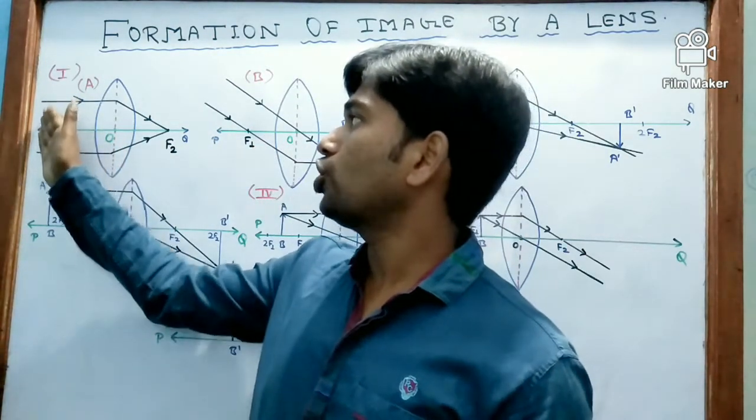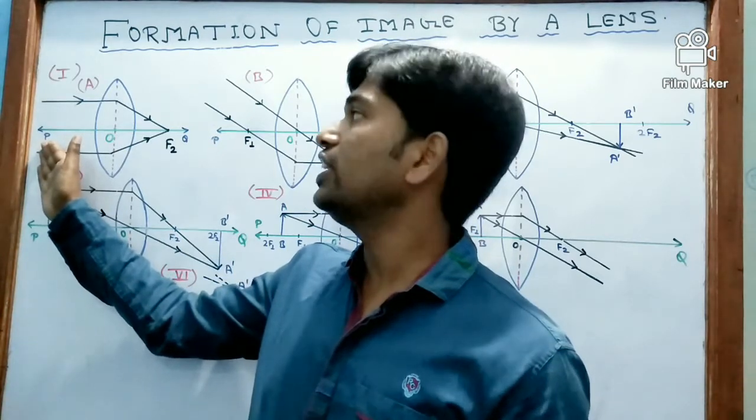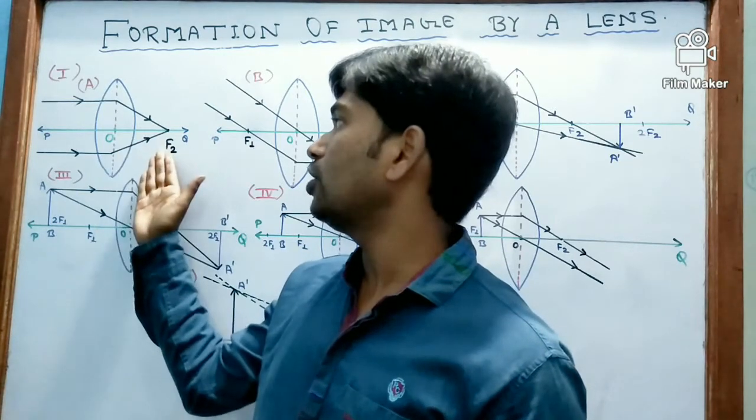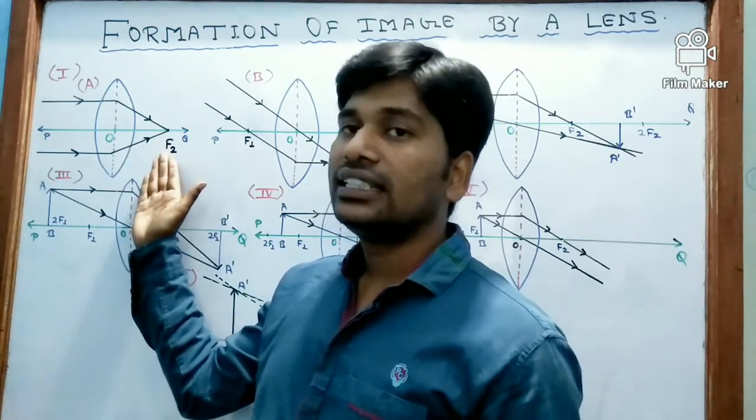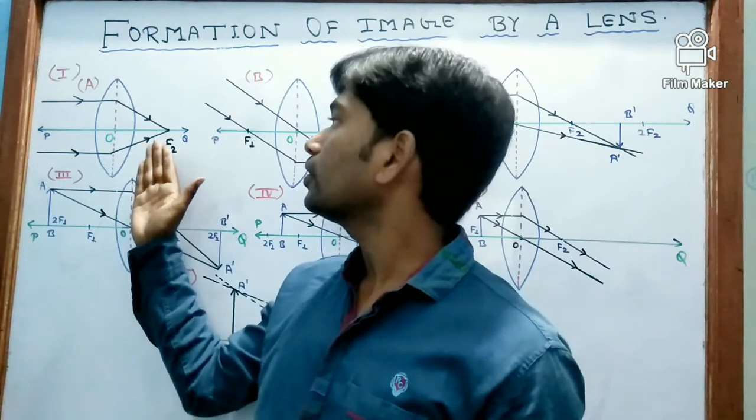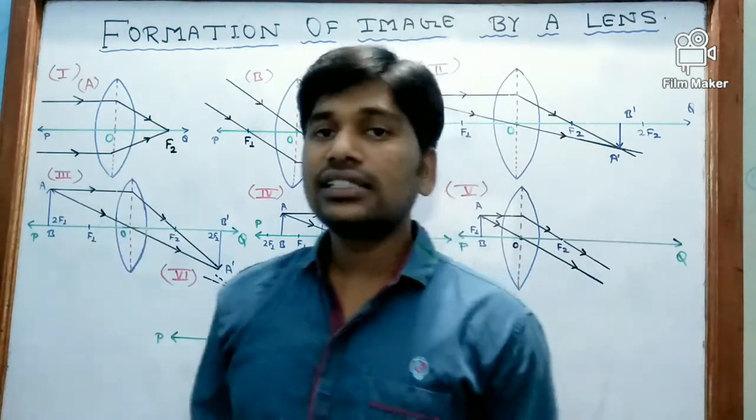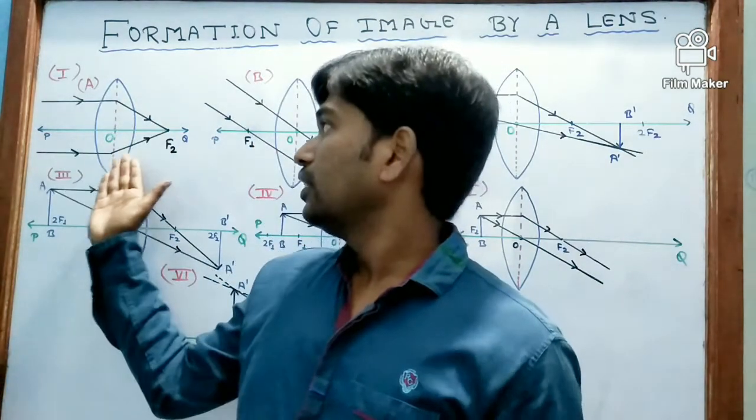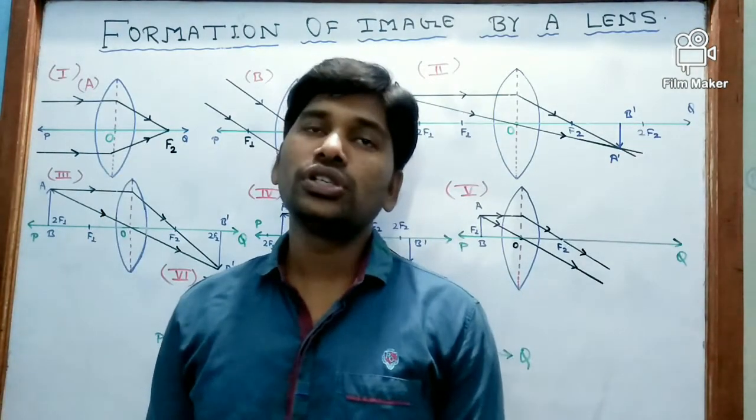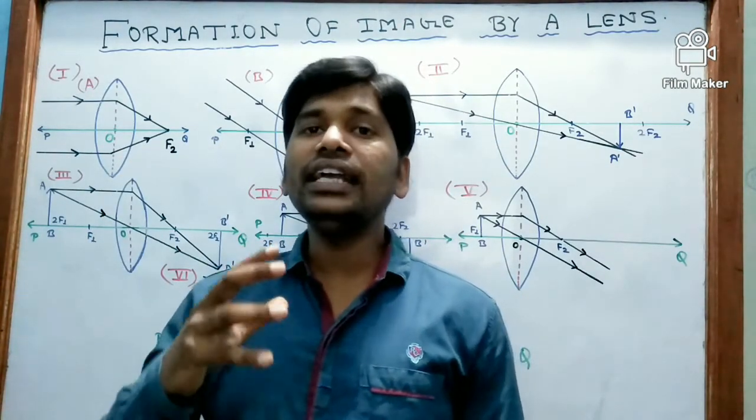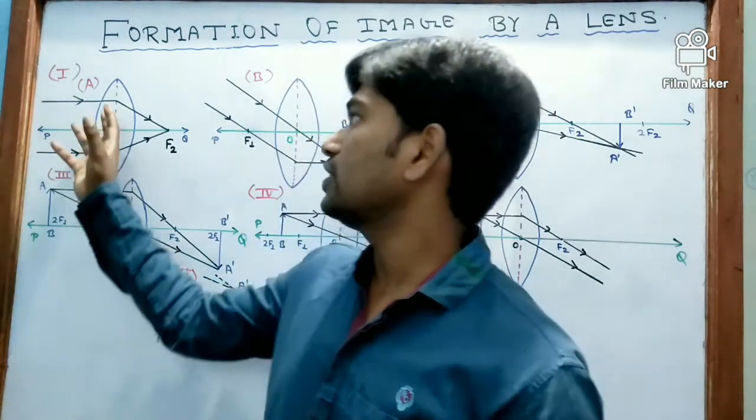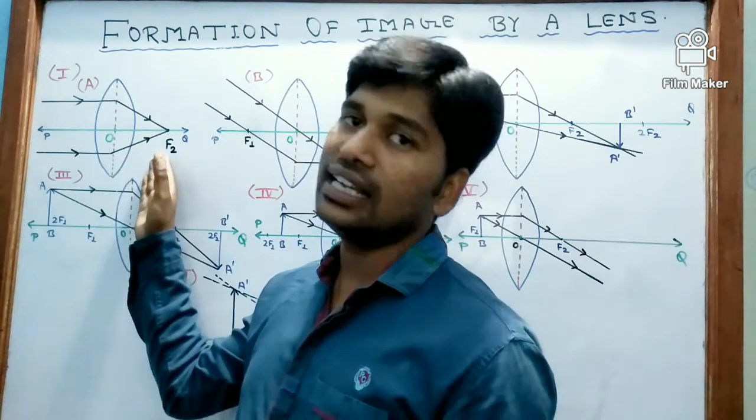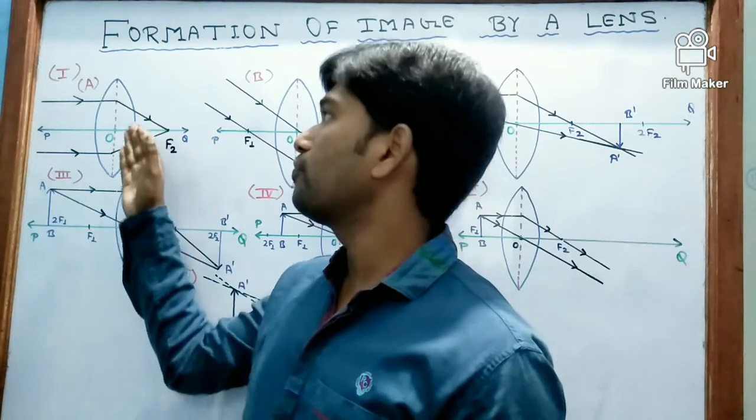So we can say the position of the object is at infinity, the position of the image is at focus on the other side of the lens, nature real and inverted, and size very small, highly diminished. In this manner, the lens is used as a burning glass, as it converges all the rays of light at a point. So we can use this as a burning glass. It is the application of this manner of image formation.